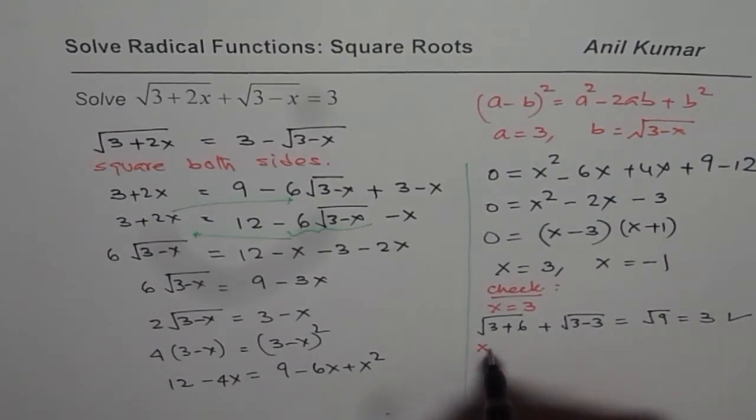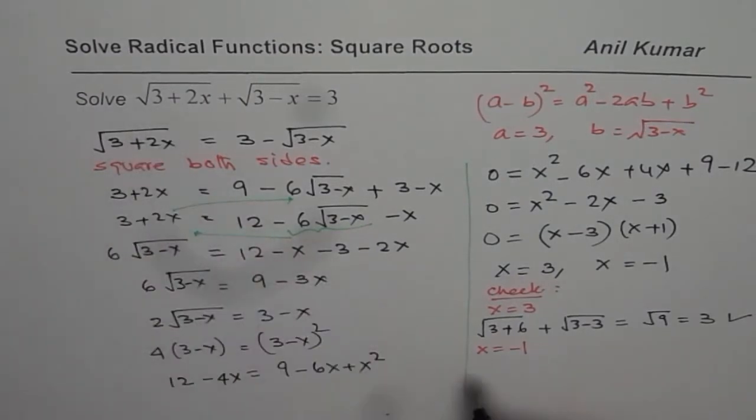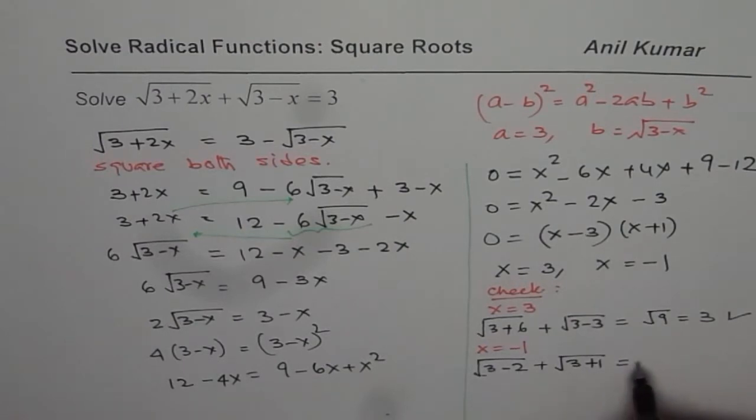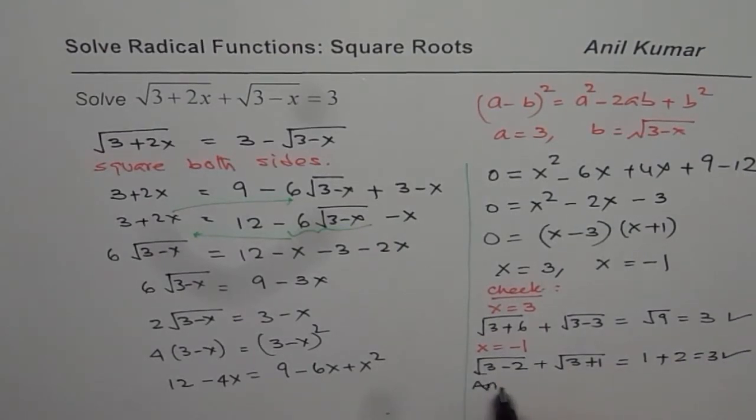Now let us check x equals minus 1. If I put minus 1 here, we get square root of 3 minus 2, plus square root of 3 plus 1. So we get square root of 1, which is 1, plus square root of 4, which is 2. We also get 3. So both are correct. And therefore, our solution is x equals 3 or minus 1.